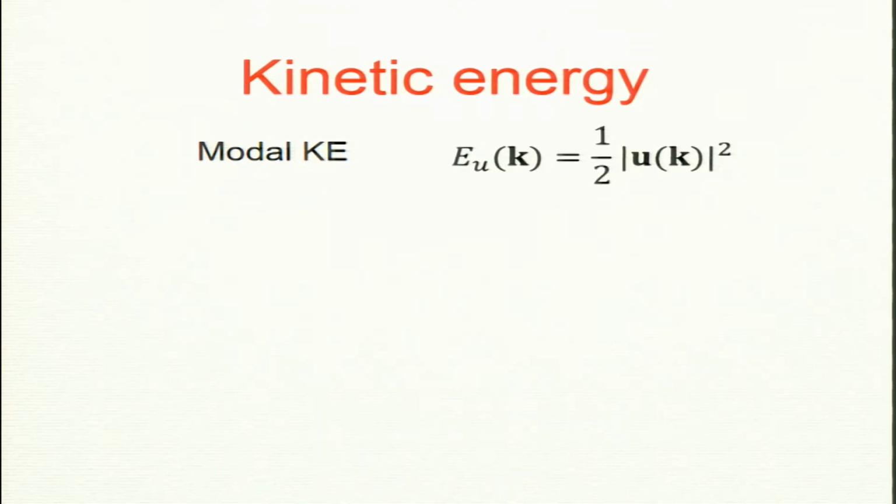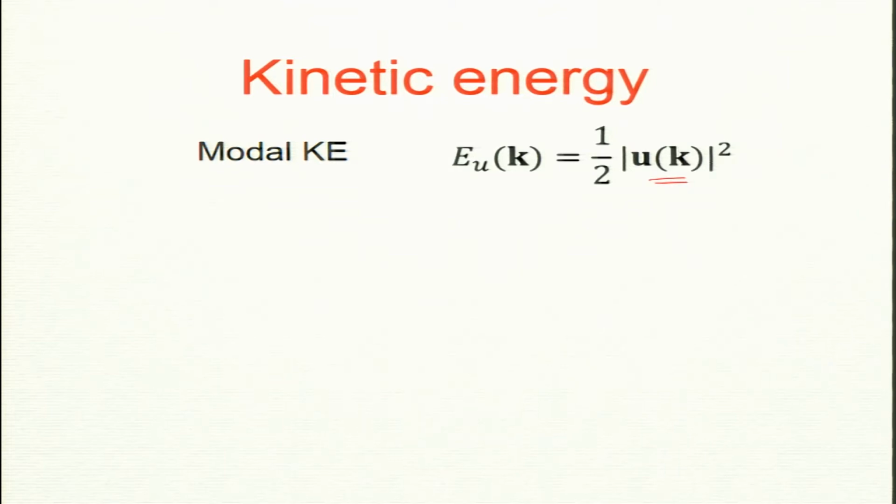I already told you about a product. In fact, we did that: u dot u becomes the sum of |u_k| squared. So |u_k| squared in Fourier space is the energy of a Fourier mode. This is what I call modal kinetic energy. Mode means u of k, that is your Fourier mode. Energy is half |u_k| squared. If I sum over all k's, then I will get the total kinetic energy. There are many modes, but each mode has this energy, so we call it modal kinetic energy.